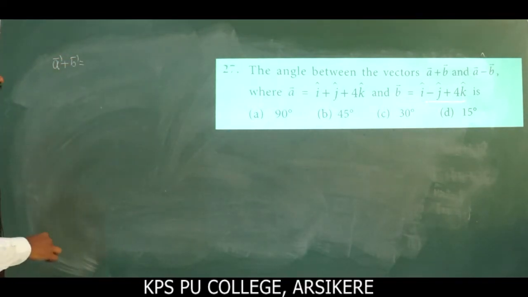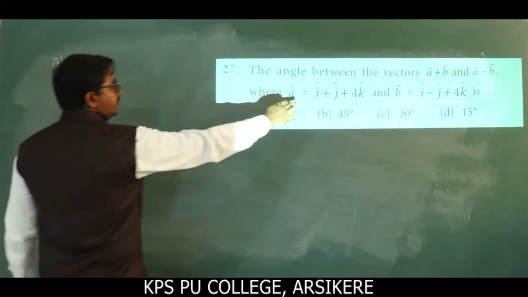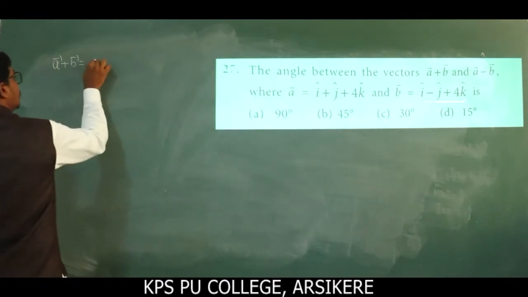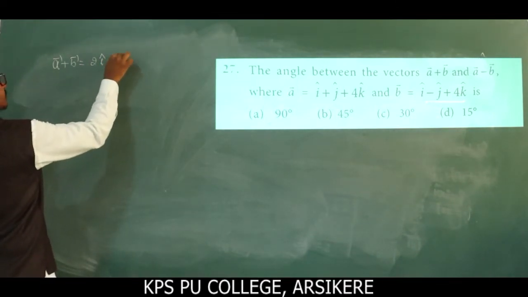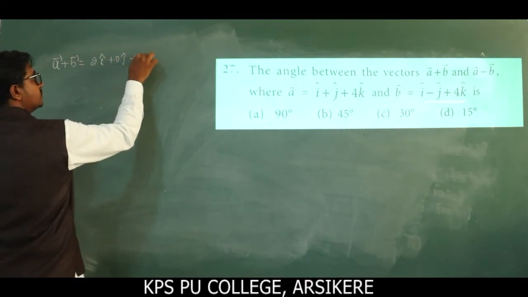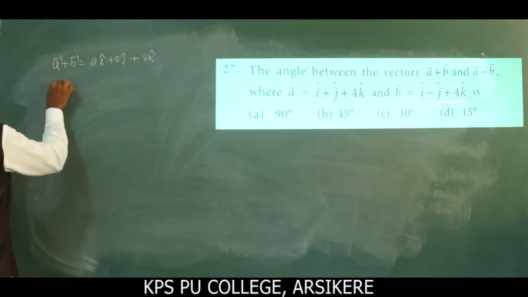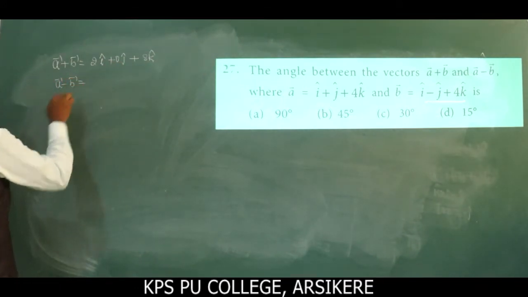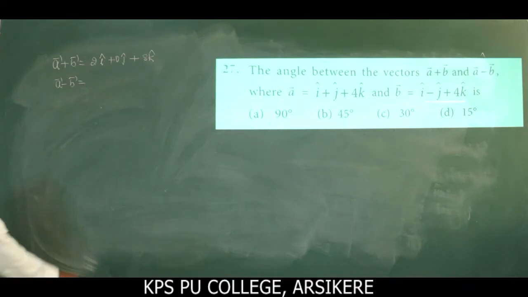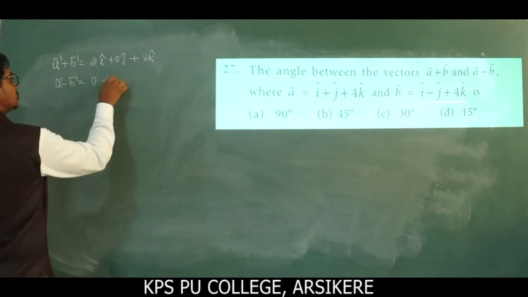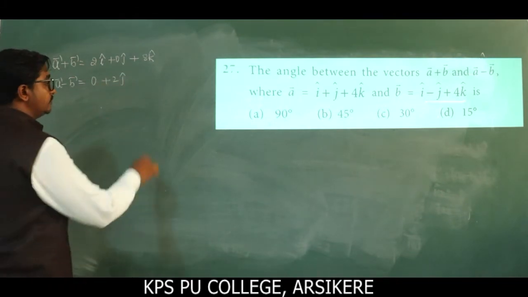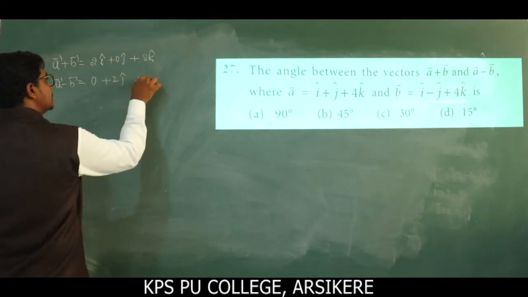Vector a plus b is equal to i to i, here we have 1, there 1, that becomes 2i. For j it becomes 0, plus 0 into j, plus 4 plus 4 is 8 into k. And vector a minus b, let's see what it becomes: i minus i becomes 0, j minus into minus becomes plus, that is 2 into j, and the last term gets cancelled, we are left with k.